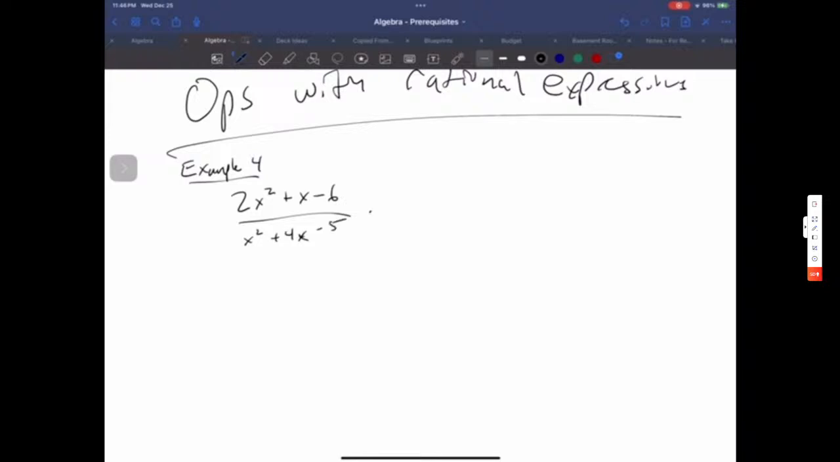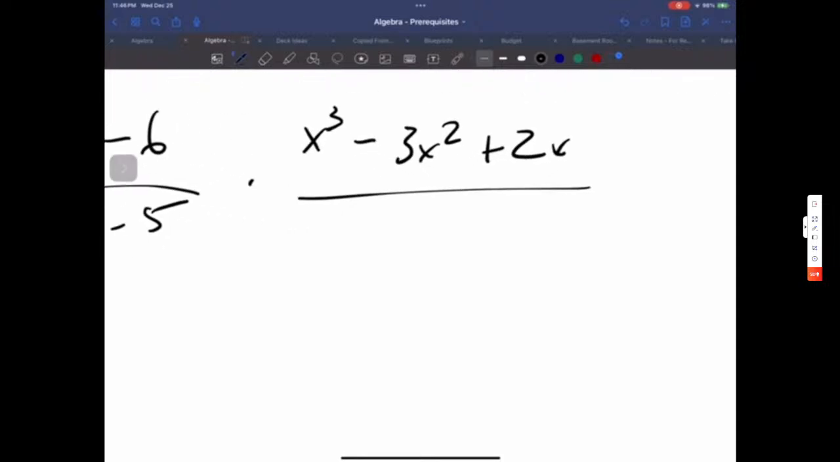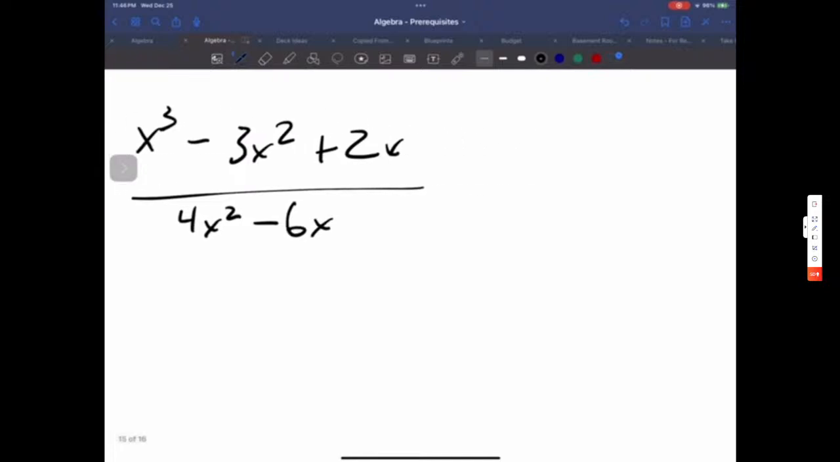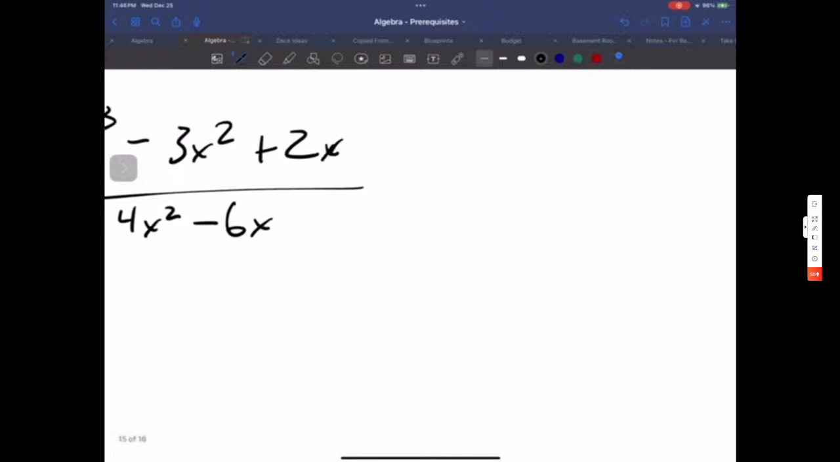So example 4 is 2x squared plus x minus 6 over x squared plus 4x minus 5, times x cubed minus 3x squared plus 2x over 4x squared minus 6x. I know my writing is terrible, so we're going to try to write slower and make it a little easier.